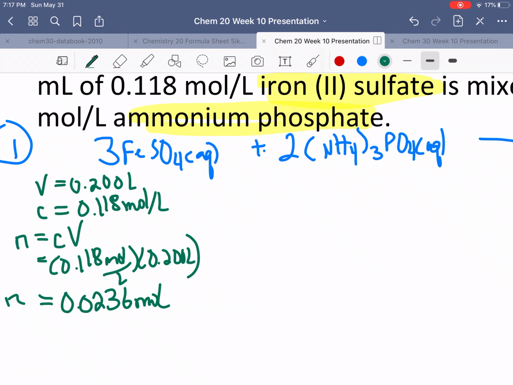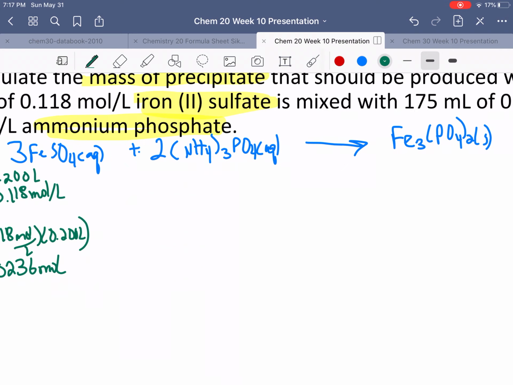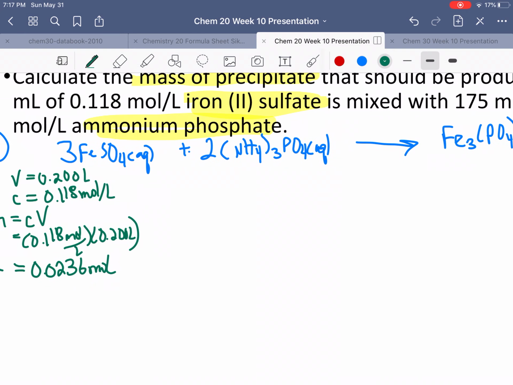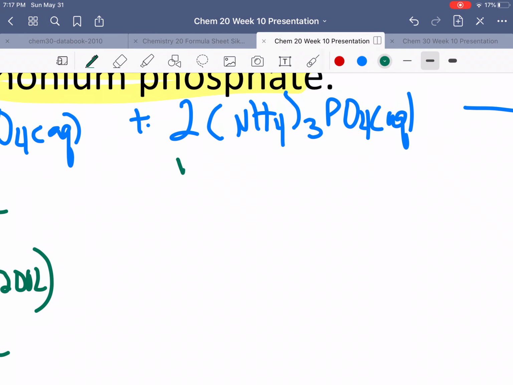So that just determined our number of moles of iron 2 sulfate. Great. Is it limiting? I don't know. We have no idea yet. We have to do the same process for the ammonium phosphate first. So let's go through it.